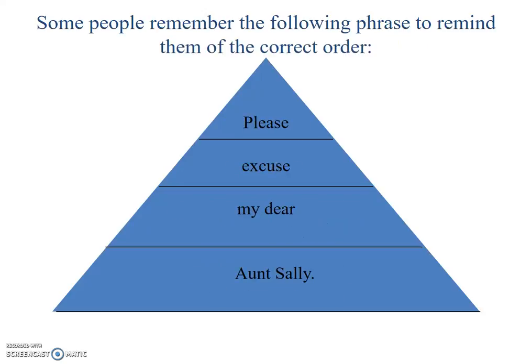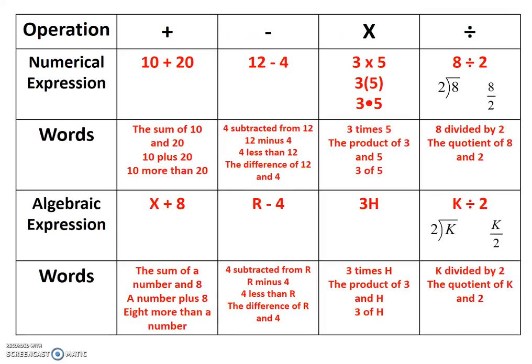And I like to remember it with the little acronym that I'm sure you all know. Please excuse my dear Aunt Sally, where please is parentheses, excuse stands for exponents. My dear is multiplication and division, and then Aunt Sally is addition and subtraction.